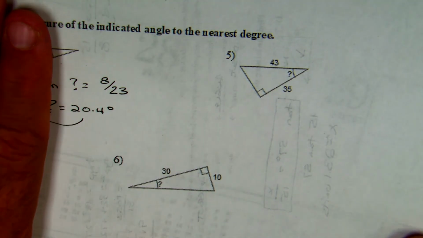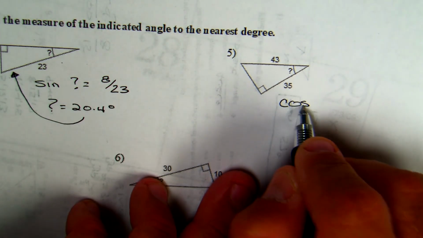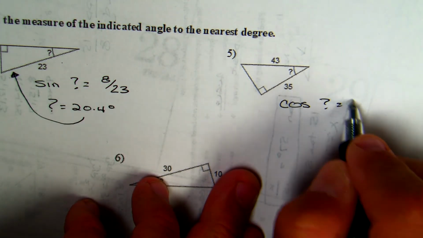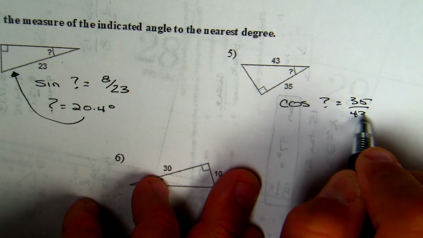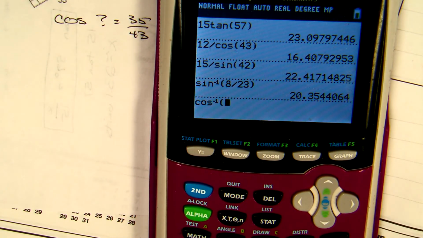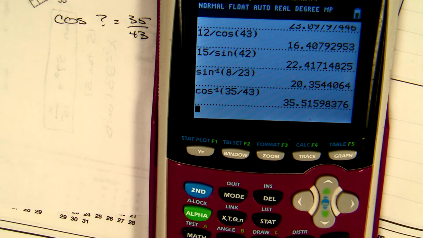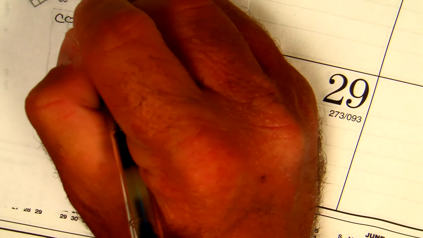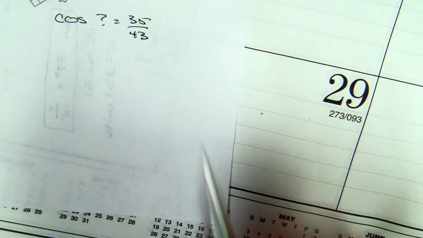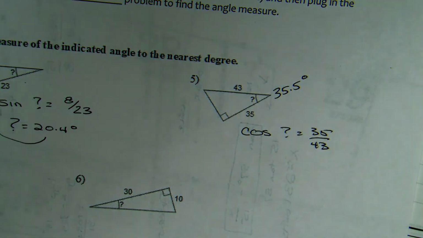If I look at number 5, I got 43 and 35. Now it's adjacent. Cosine, question mark, equals 35 over 43. I go to my calculator. Second cosine button. And again, just a division problem, 35 divided by 43. And you can see I get about 35.5 degrees.